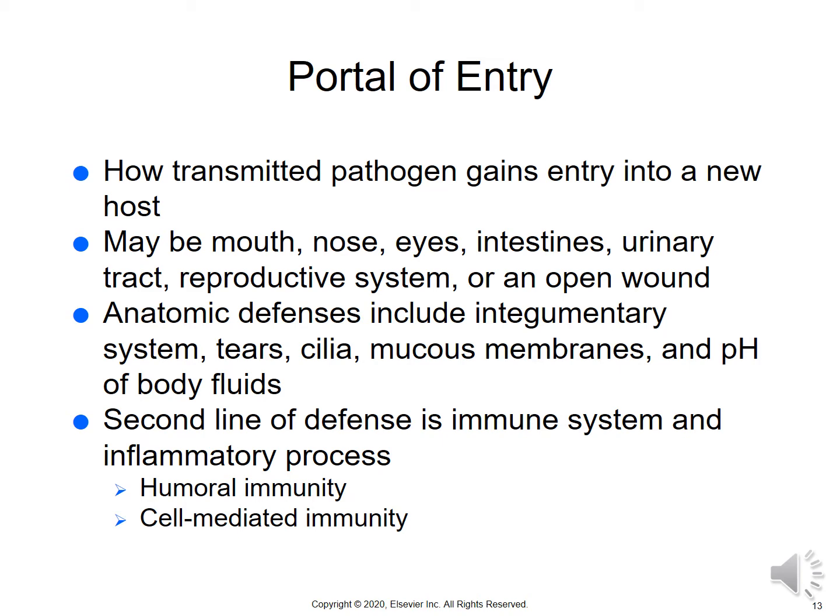So then we have to think about the portal of entry, how transmitted pathogens gain entry into new hosts, maybe mouth, nose, eyes, intestines, urinary tract, reproductive system, or an open wound. We do have some anatomic defenses, including an intact skin, integumentary system, tears, cilia, mucous membranes, and the pH of certain body fluids, such as vaginal secretions, stomach acid. Second line of defense in the immune system is the inflammatory process. We'll talk more about humoral immunity and cell-mediated immunity at a later time.